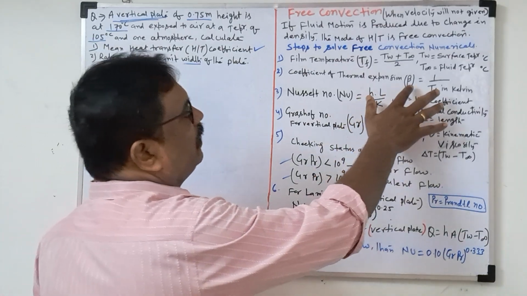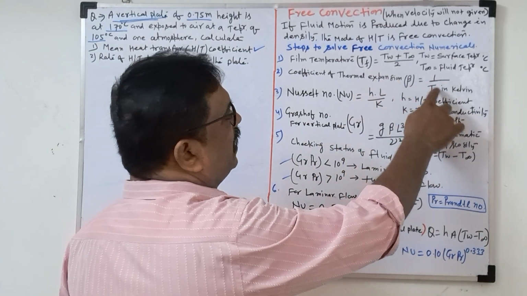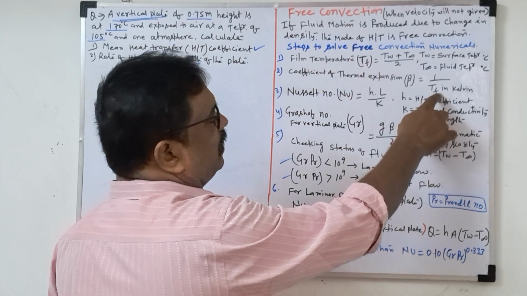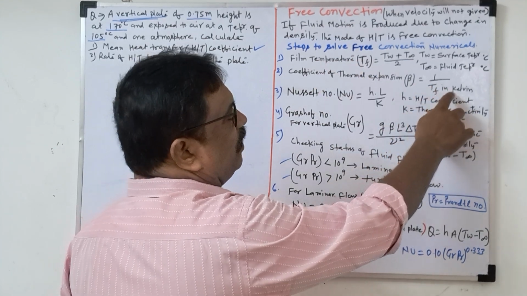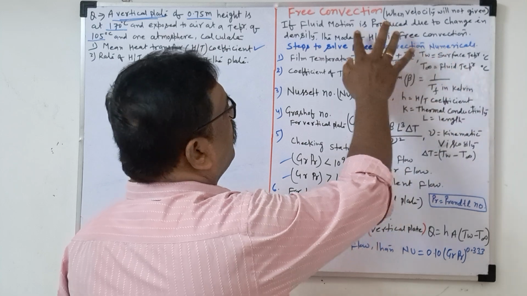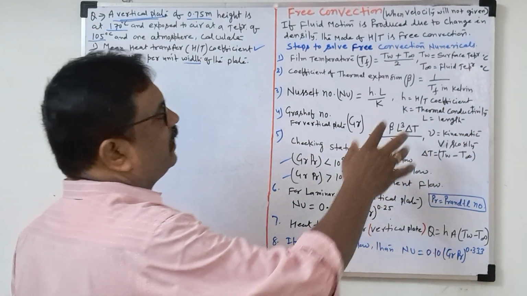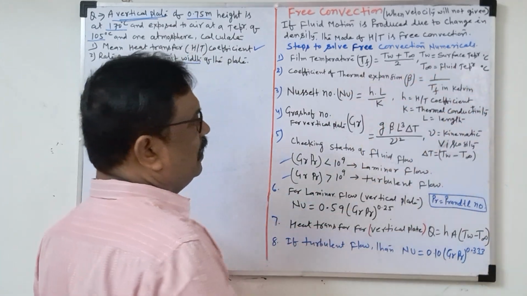So how will we find beta, the symbol for the coefficient of thermal expansion? Beta equals 1 by Tf, the film temperature. That film temperature should be in Kelvin. So suppose you get it in degrees centigrade, we'll add 273 to get Kelvin and find beta, the coefficient of thermal expansion.